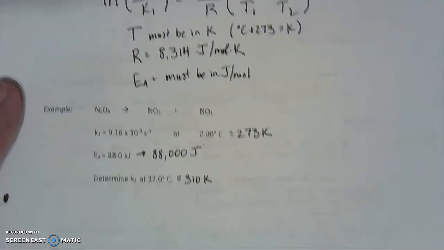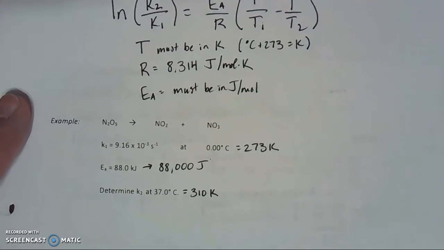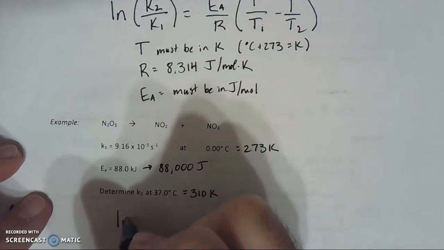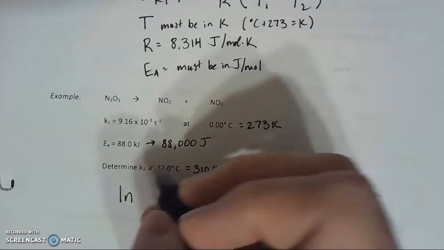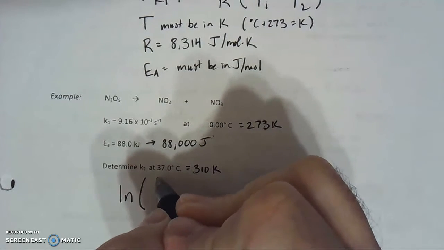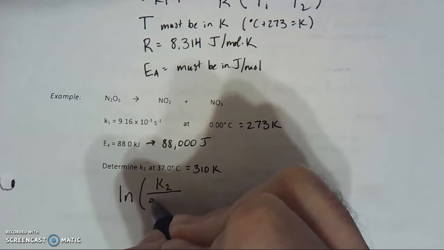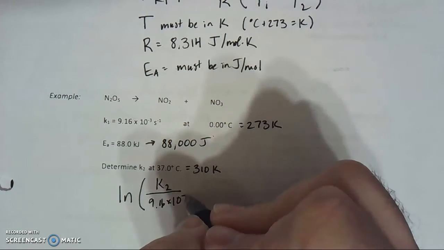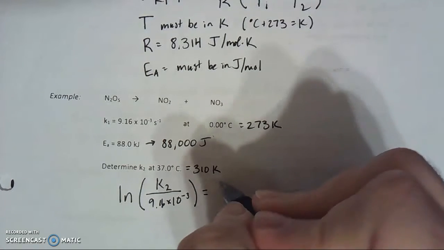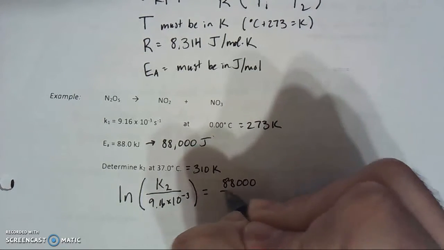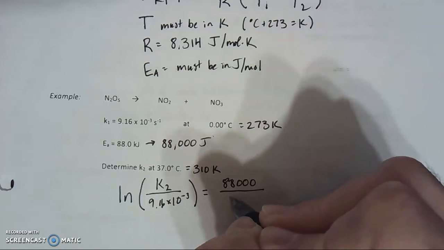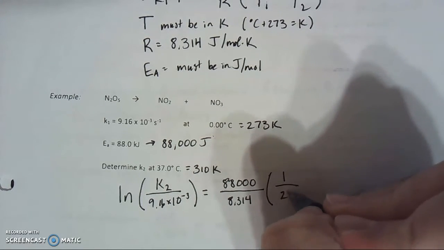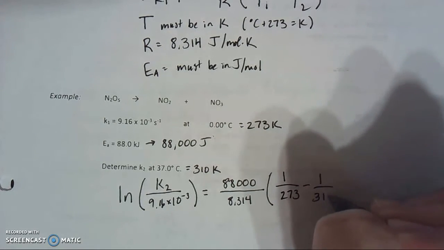So now we just have to put in all of our values. We know what K1 is, but we're looking for K2. So the ln of K2 over 9.16 times 10 to the minus third is equal to E sub A, 88,000, divided by R, which is 8.314, times 1 over T1 minus 1 over T2.